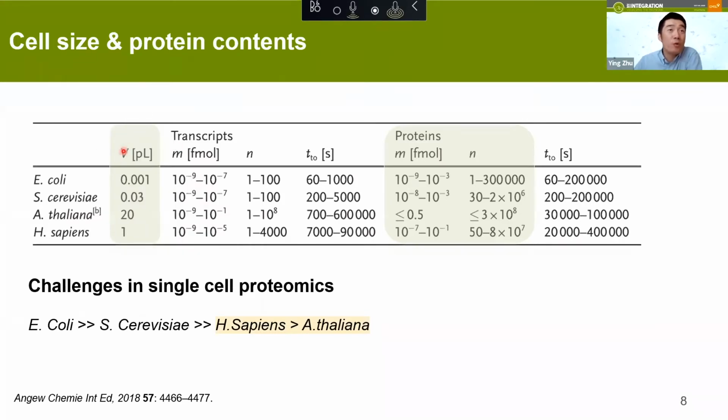If we look at the volume, E. coli is very small. Usually it's about 1 femtoliter, and because it's so small, if you look at the protein copy numbers, they are very low, usually less than 1 attomole. Yeast is a little bit larger, but still very small. Plant and human cells are usually large enough. If you look at the copy numbers, plant cells have very high copy numbers, and human cells are also pretty good, usually less than 1 femtomole.